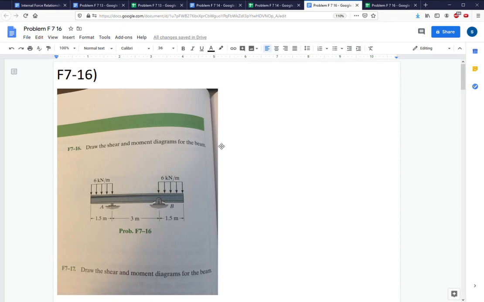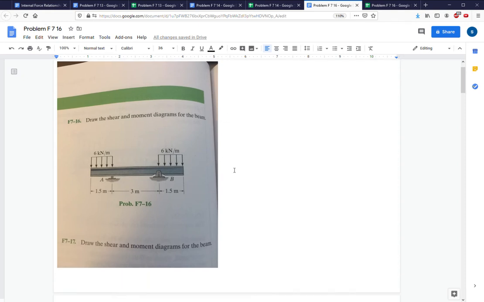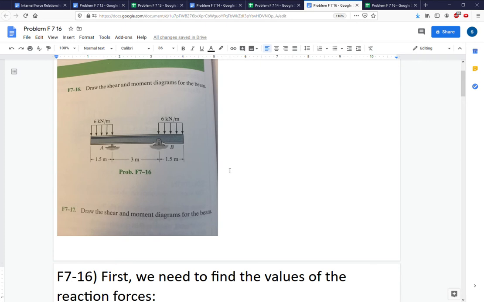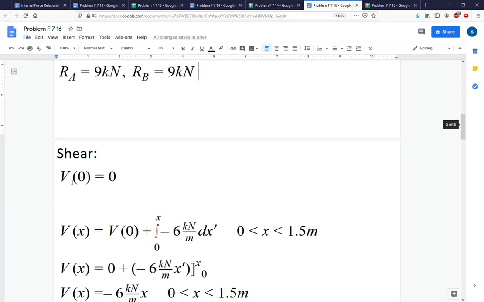Now we could utilize this symmetry to make this problem easier, but I'm going to do it the hard way to show you how it can be done. So next we want to find the shear function. Now there is a force over here at the leftmost point, but it's a distributed force. There is no point force at the leftmost point, so the shear starts at 0.